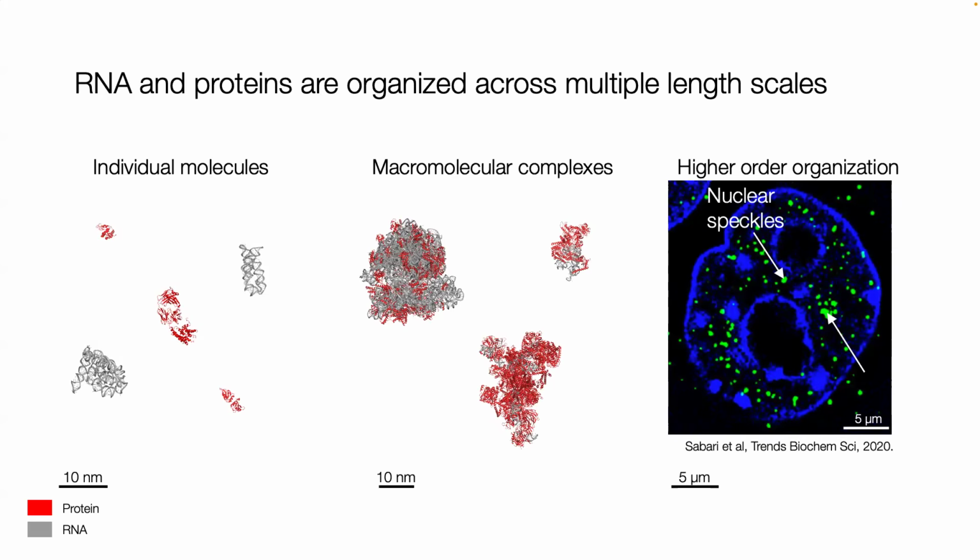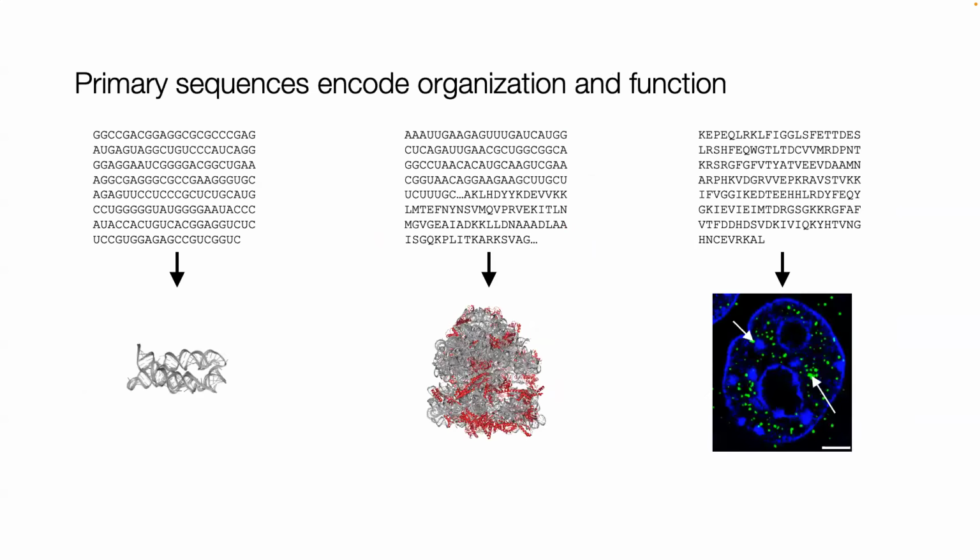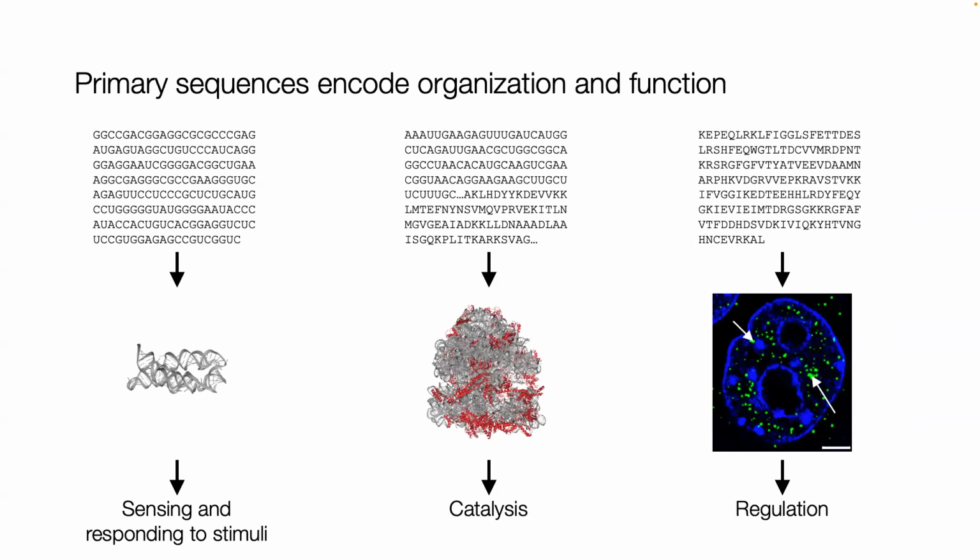I'm showing nuclear speckles here, which are involved in splicing pre-mRNA. So the primary sequences of nucleotides or amino acids of these molecules ultimately are the things that are encoding this organization across multiple length scales. And this organization is then encoding function, for example, sensing and responding to stimuli, catalysis, regulation. And so we'd really like to understand, how do we go from sequence to these functions?